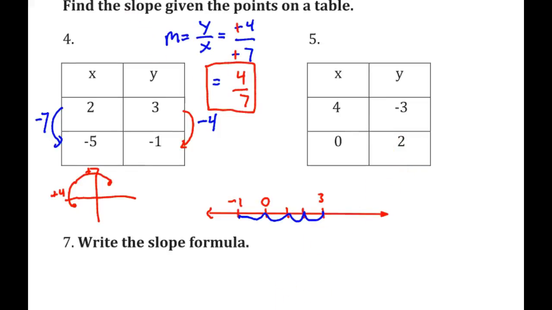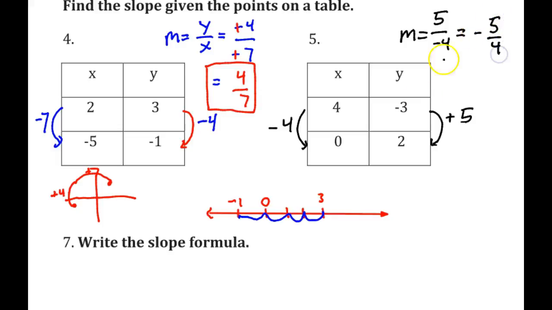Okay, let's look at number 5. Do another one. How far is it from negative 3 to positive 2? It's going to be a positive number. Negative 3 plus what is positive 2? You'll get positive 5. And 4 minus what will be 0? That's a little easier. 4 minus 4 is 0. So our slope here will be 5 over negative 4. Usually you don't write the negative on the bottom. You can just put it in the middle: negative 5/4.